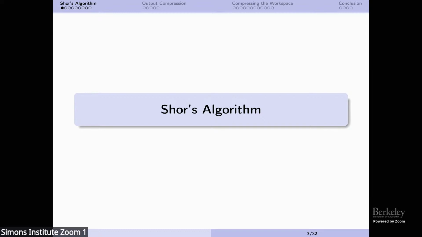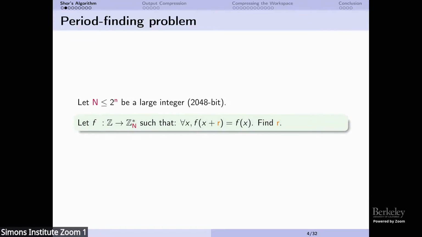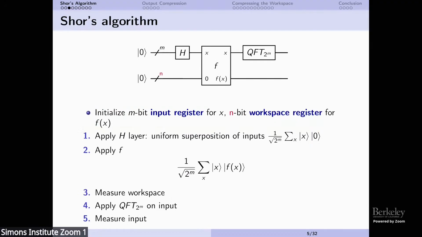So let's say we want to find the period of a periodic function which we define on the integers. The function will be defined on integers and has values in modular integers modulo N, and big N here is very large. It's 2048 bits. We want to find the period of this. And Shor's algorithm is solving this problem with a very, very simple quantum subroutine, which involves a Fourier transform, a Hadamard transform, then a call to f and a Hadamard, Fourier transform again. So this is a very simple algorithm.